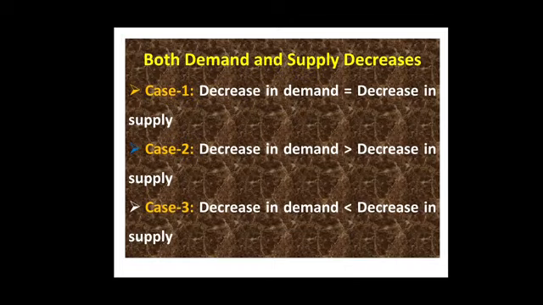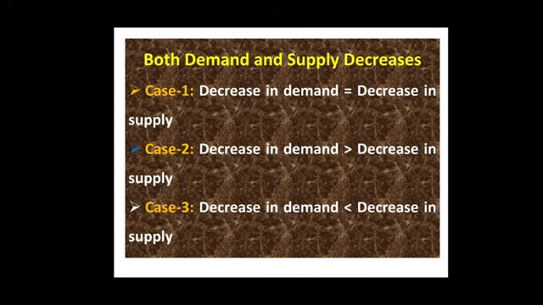Let's now illustrate the effect of a simultaneous decrease in demand and supply on equilibrium price and quantity. That is the case when both demand and supply decrease simultaneously. Students, when both demand and supply decrease simultaneously, equilibrium quantity will decrease, which is obvious. But what will happen to equilibrium price? It again depends on three different situations.